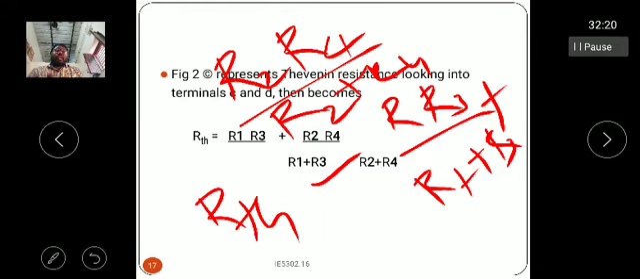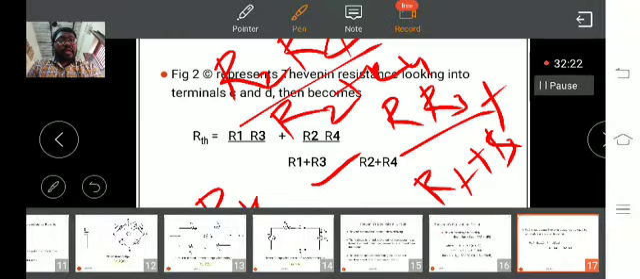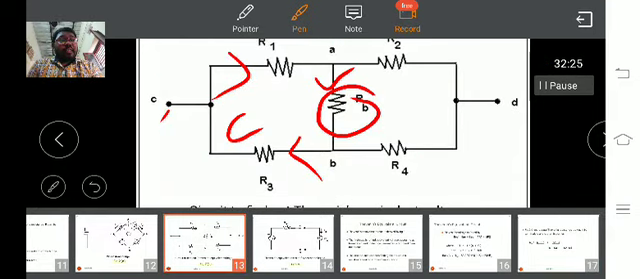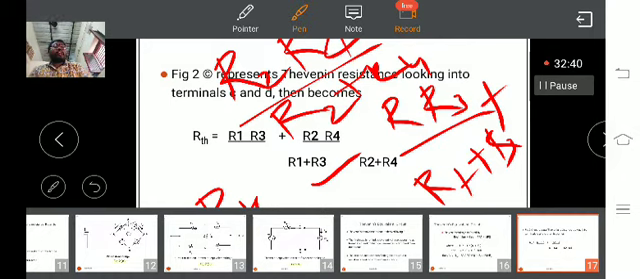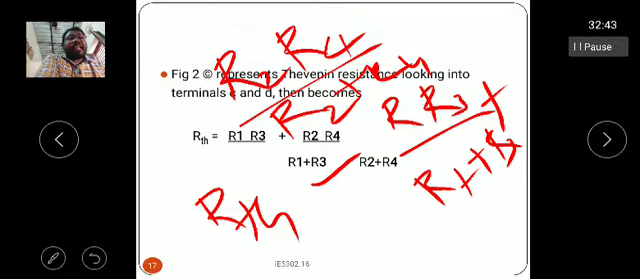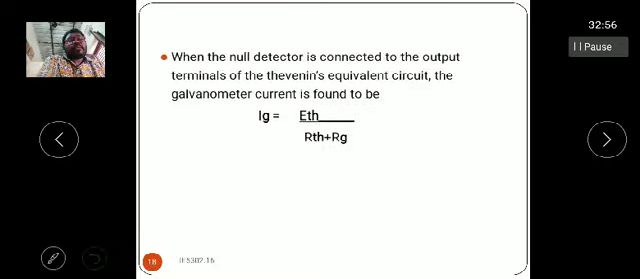R1 R3 in parallel and R2 R4 in parallel, and these are in series. That means these two are connected in parallel, and these two are connected in series. That means finally we are getting the Thevenin's equivalent resistance RTH equal to R1 R3 by R1 plus R3 plus R2 R4 by R2 plus R4.